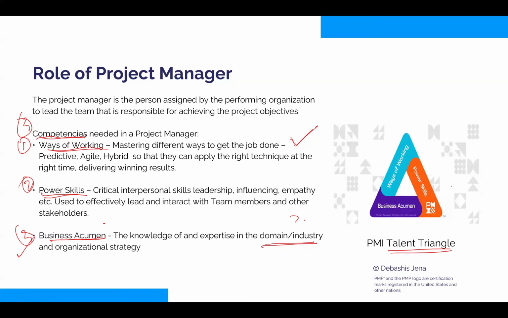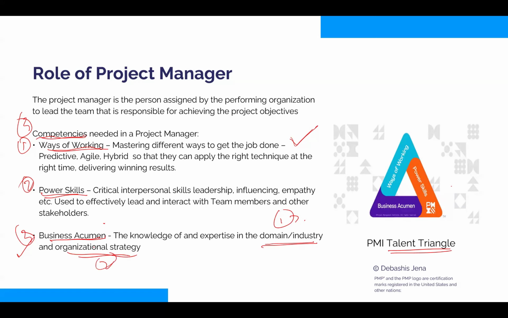Let's say I have been a construction project manager all these years. I'm an expert construction project manager. But tomorrow you give me a pharmaceutical project to manage. No, I won't be able to do justice. I know project management, but I don't know the industry. I should have a fair knowledge. So business acumen means a second thing also. One is this, knowing the domain industry.